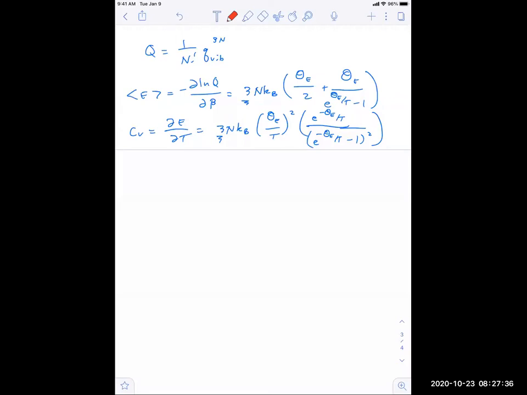So this model is good in terms of high temperature. So for T much larger than Einstein's temperature, we do get the behavior that we'd like. So we follow Dulong-Petit's law that the heat capacity goes to 3nk_B.